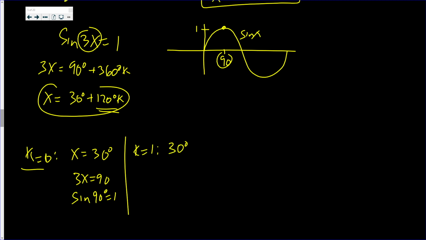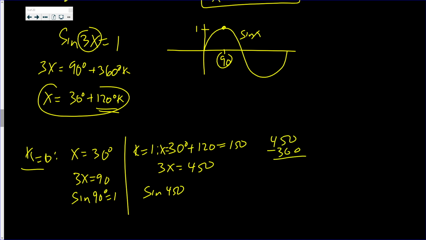So we get 30 plus 120, which is 150. So that's what x is. So 3x will be 450. And the sine of 450, well, you can take away 360 from that. In other words, 450 is 360 plus 90 more. This is just the sine of 90. Well, I keep telling you that's 1.